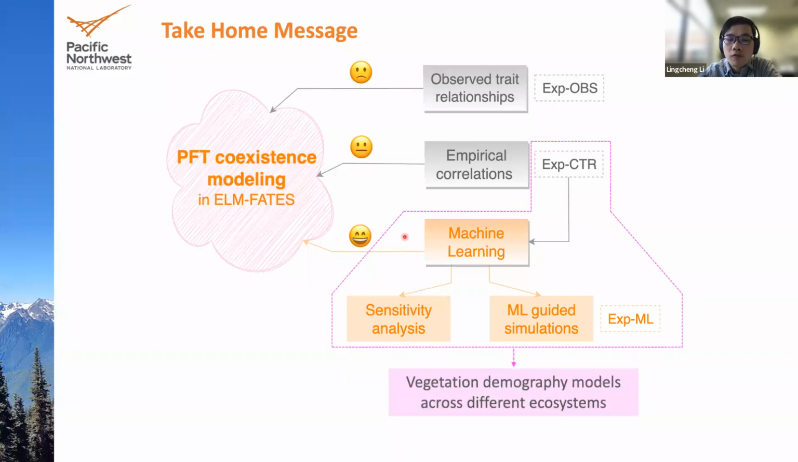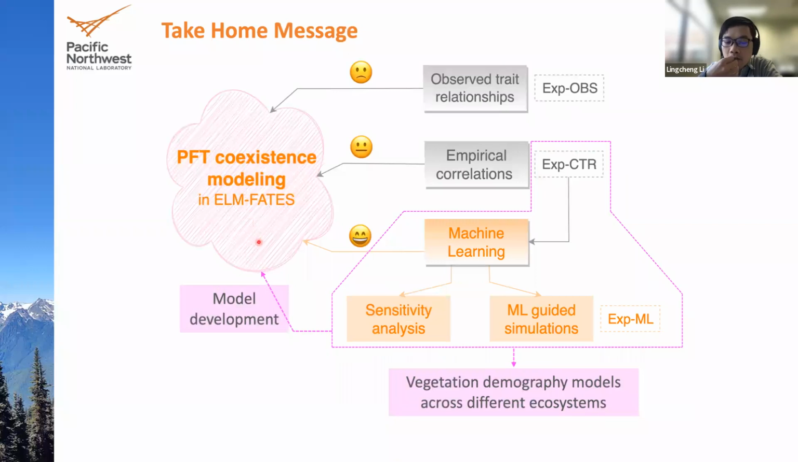But finally, we tried machine learning technologies, and we largely improved the model, reduced the model bias, and largely improved the percentage of coexistence cases. So this methodology or approach can also be used for other models and other different systems. And this machine learning based approach can also be used to improve the modeling.